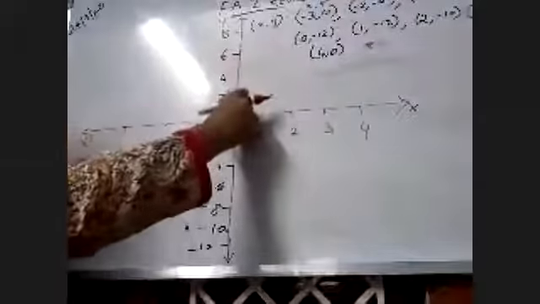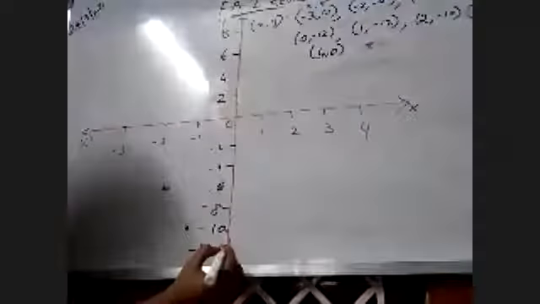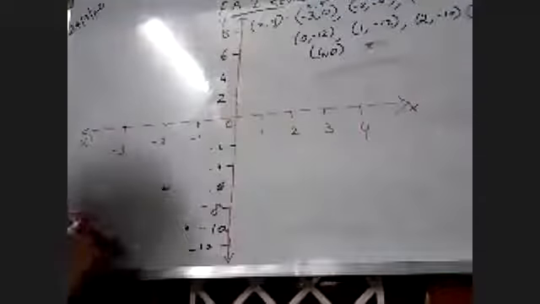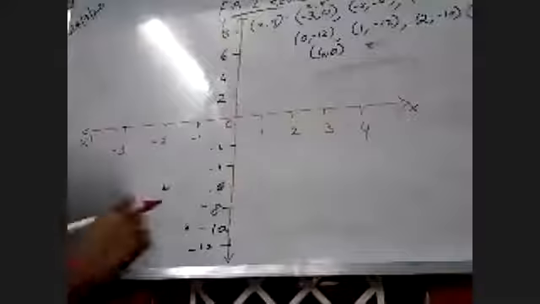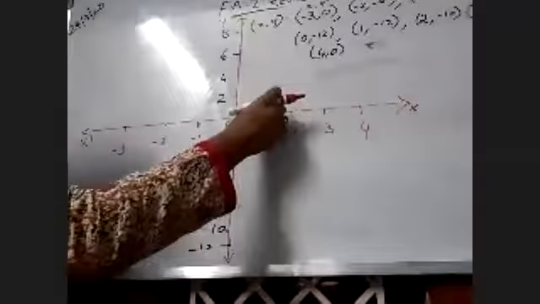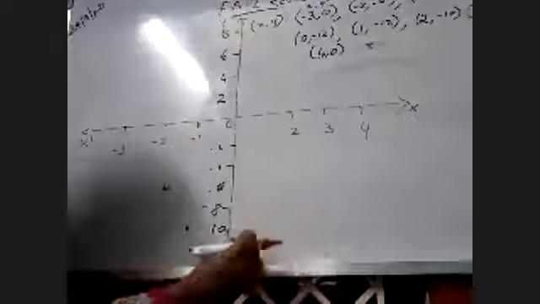Next, 0, comma, -12. 0 means in the x-axis here only 0 is there, no? So here will come 0, comma, -12. Next again 1, comma, -12. So 1 is there here. Again -12 is there.